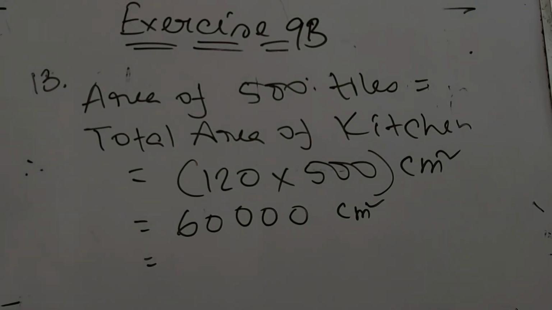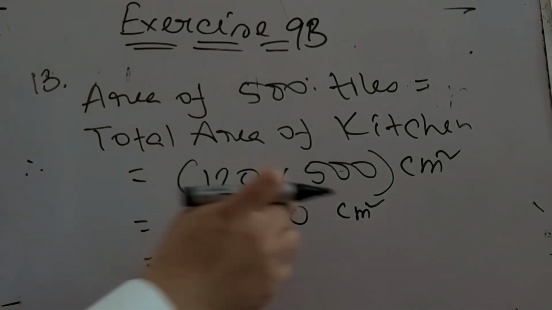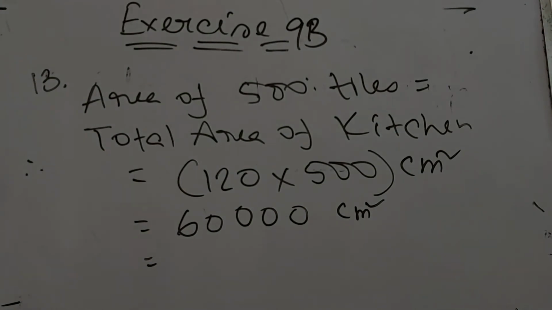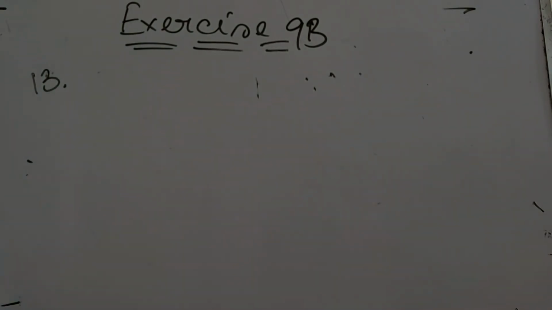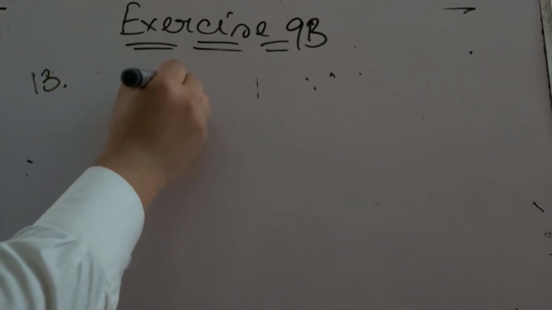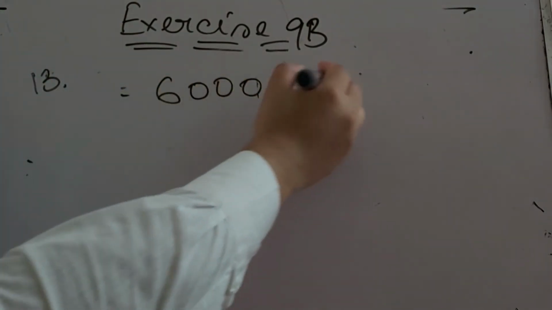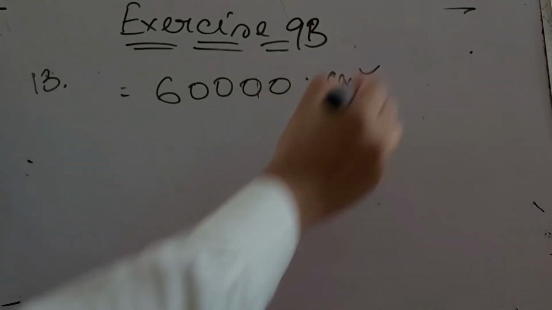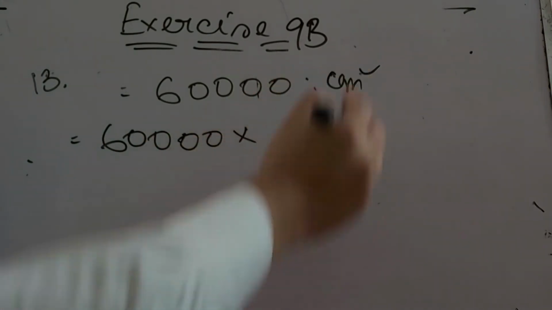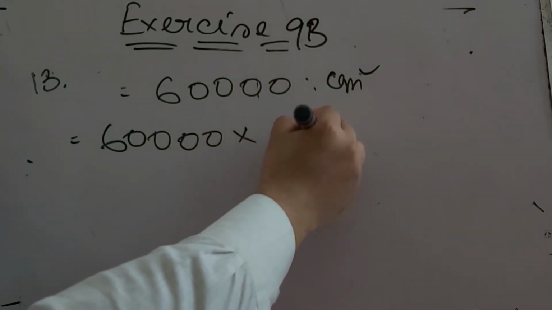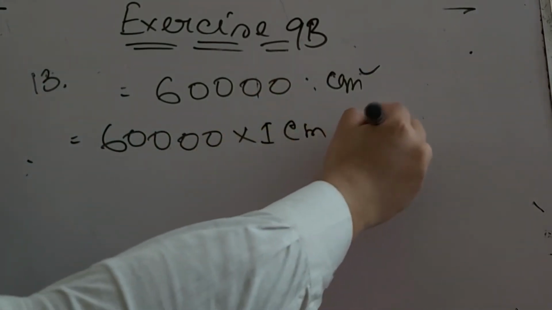And the answer, then the question asks you to convert this one into square meter. So you will have to convert this one. So we can solve it in that way. If I explain it to you in that way, it will be good. 60,000 square centimeter. So we can say 60,000, 1 centimeter, the centimeter square means 1 centimeter into 1 centimeter.